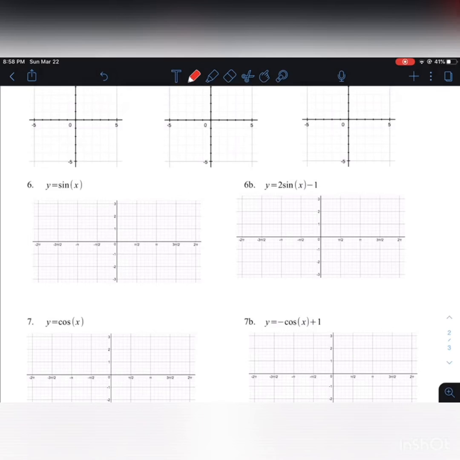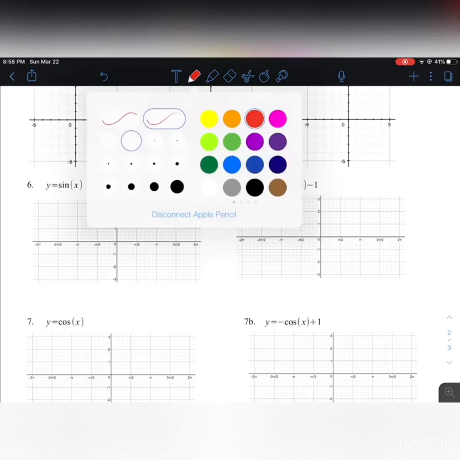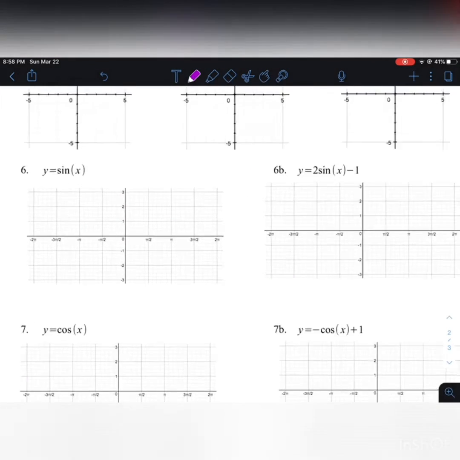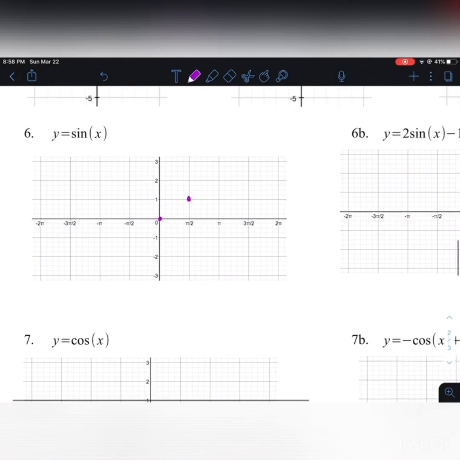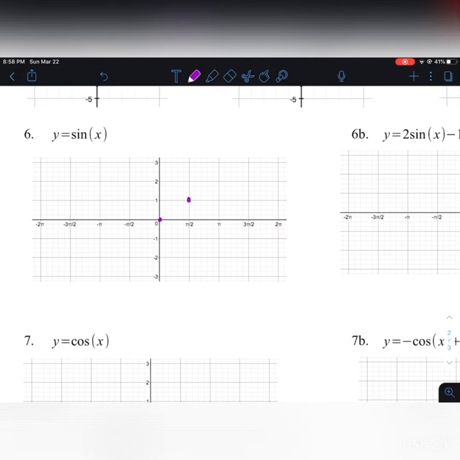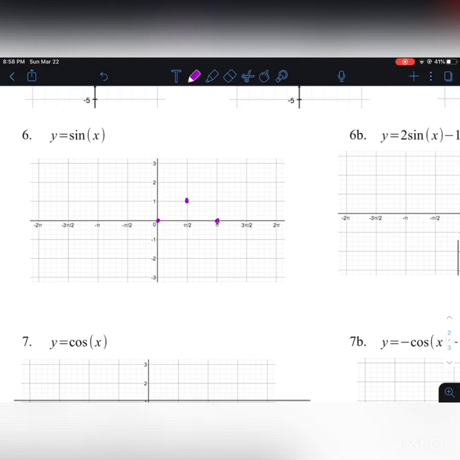Okay, class. Here is a quick review of the sine and cosine graphs. The sine graph, the sine of 0 is 0. The sine of pi over 2 is 1. So the sine graph starts at its middle and goes up. So it goes middle, top, middle, bottom, middle. And on the left side, it goes bottom, middle, top, middle.